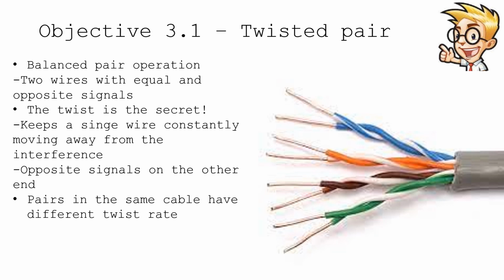Because we now have 2 cables with different signals to compare, another interesting bit of engineering is that each of these pairs has a different twist rate. So there may be a tighter twist on one pair of wires than another pair. This means that if there's interference to this cable as the data is moving through it, all 4 of these pairs will have different signals on the other end because they all have different twist rates.